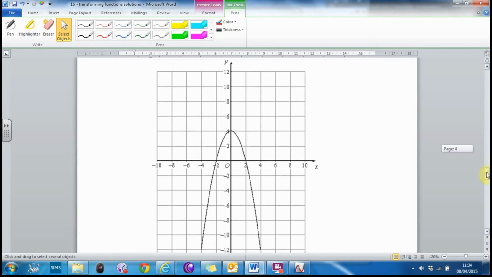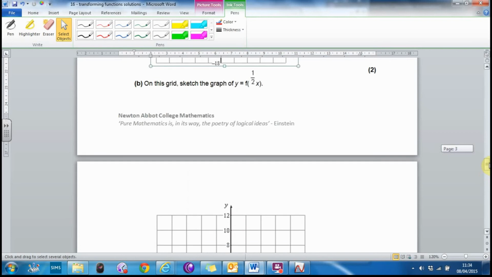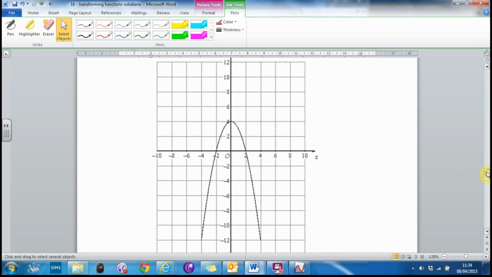Right. So now, on the next grid, we've been asked to sketch a graph of y equals f of a half x. So let's just decide what that is. So what's f of a half x? Well, first of all, it's a stretch, and it's inside the brackets, which means it's in the x direction. Now you would expect a half to make it half the size, but everything when it's inside the brackets happens the wrong way round, so it's going to be doubled, so it's a scale factor of 2. So we're stretching in the x direction, which is this direction.